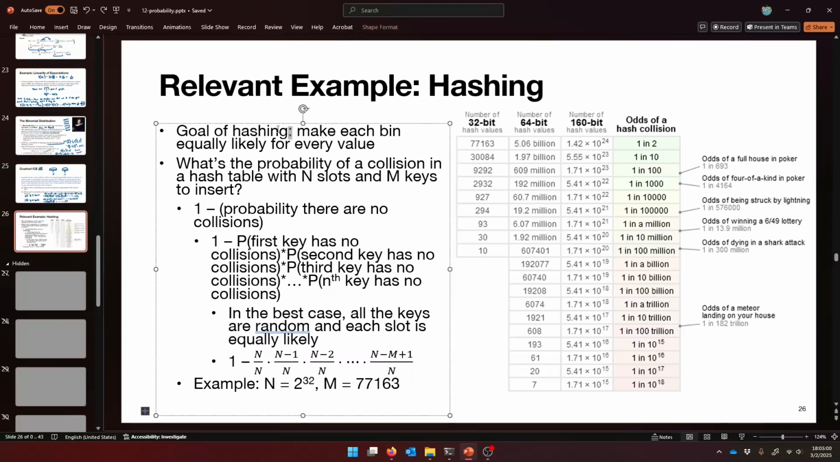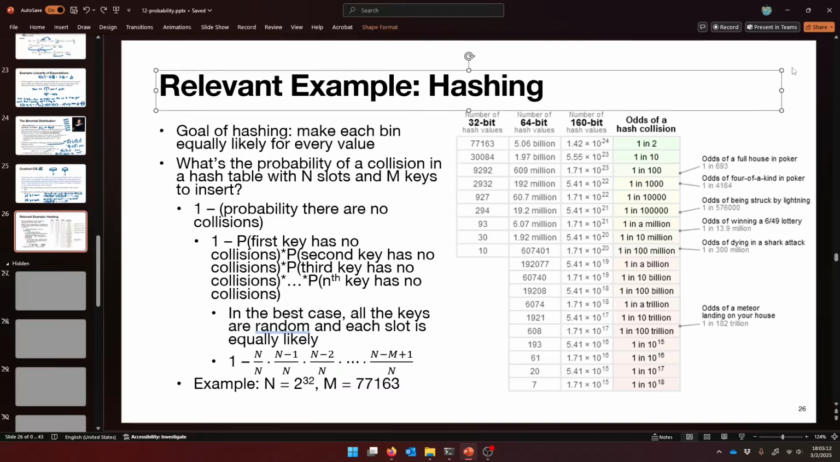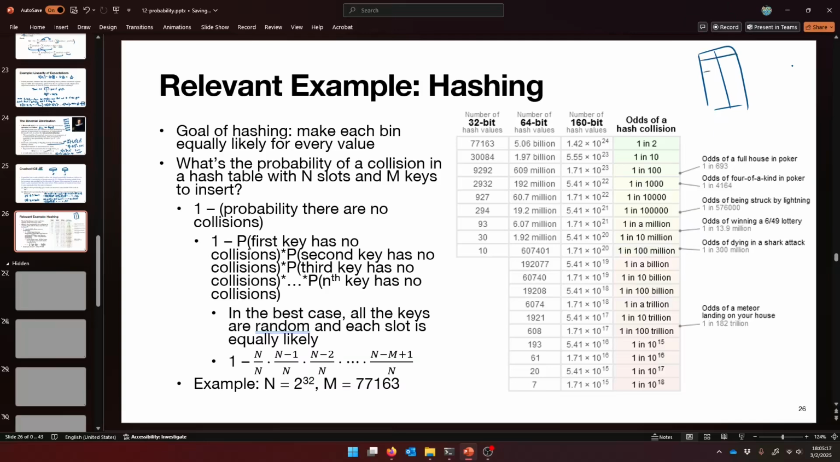The goal, when you make a hash table and you have a hash function, is that you want each bin in your hash table to be equally likely for every value, because you don't want them all to collide. You don't want to focus your efforts. If you have a bad hash function, you leave a lot of the slots blank, but they are all forced to go here, and you do open hashing or something.